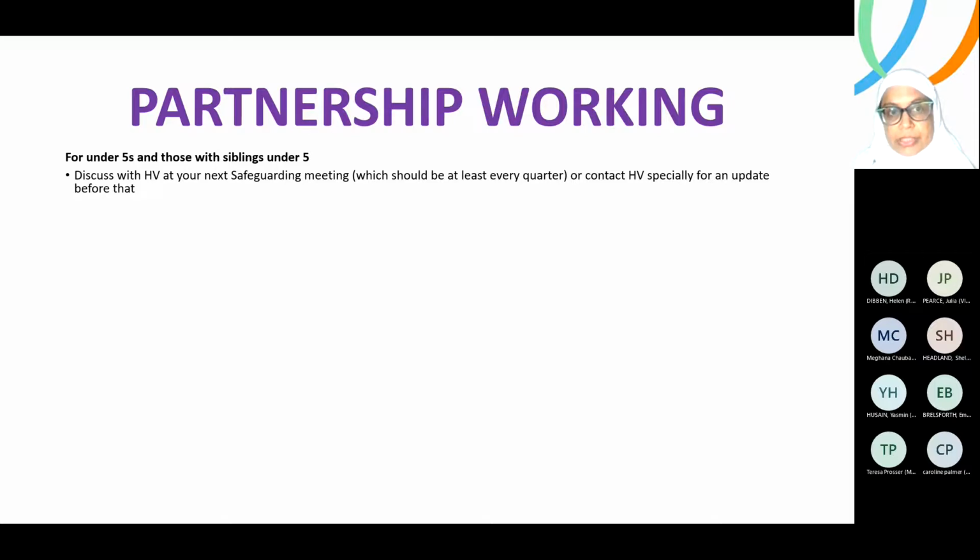Don't wait for that safeguarding meeting. Have an arrangement with the health visitor. Like, what number can I call you on? What email can I email you at if I need to speak to you urgently? And sorry, a couple of you have already emailed me. If you're having problems getting in touch with your health visitor, if your meetings are not taking place, or your health visitor is not attending, you can contact me and I'll take that forward for you.